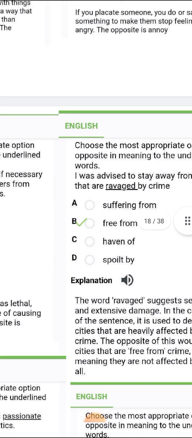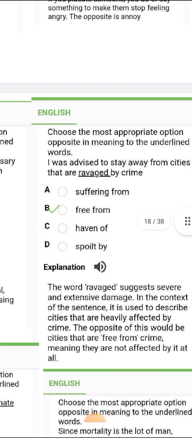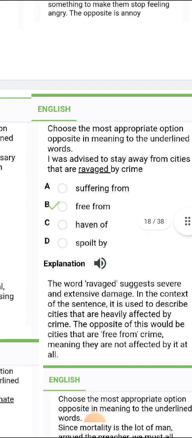Alright? So the next word there is ravaged. The word ravage suggests severe and extensive damage. In the context of the sentence, it is used to describe cities that are heavily affected by crime. The opposite of this would be cities that are free from crime, meaning that they are not affected by it at all.